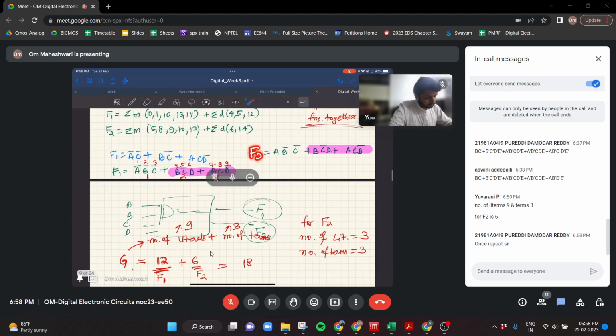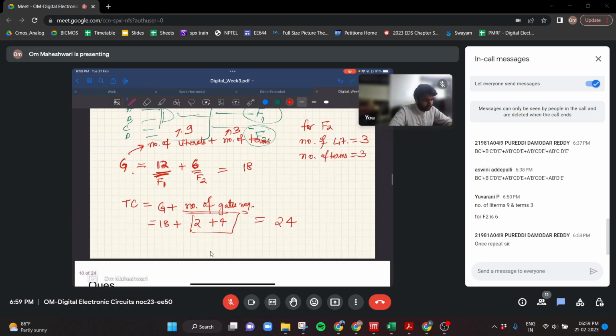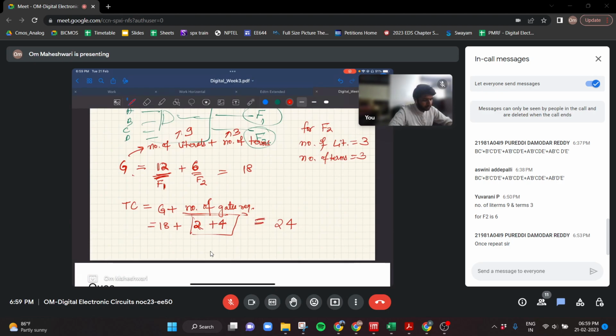And for F2, this part is repeated. I will need one AND gate for this and one OR gate for adding this whole thing. So 2 gates total. 4 gates from here, 2 gates from here, total 6 gates. And the total cost is 24.